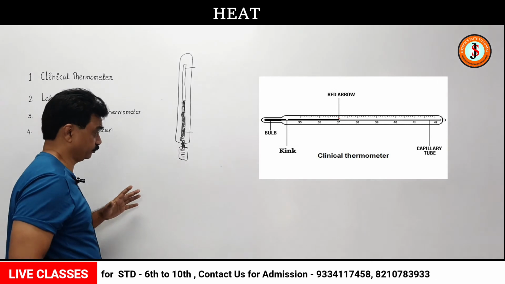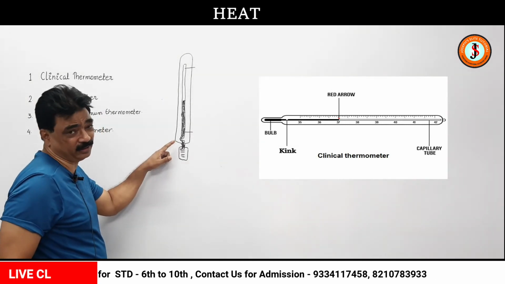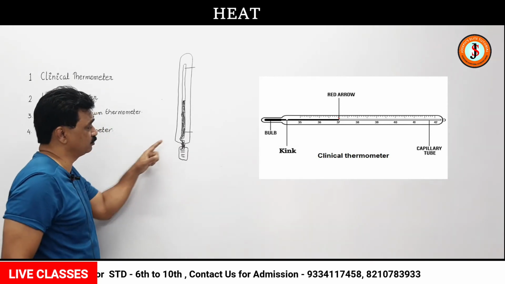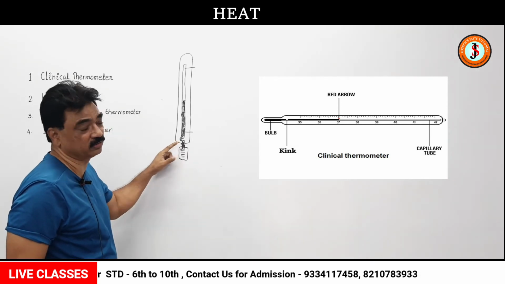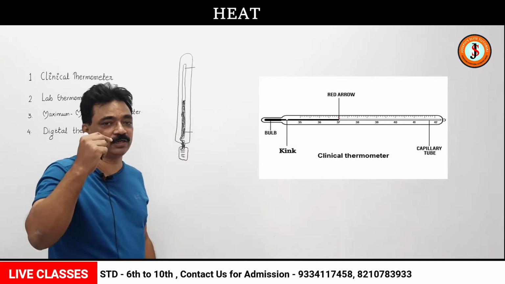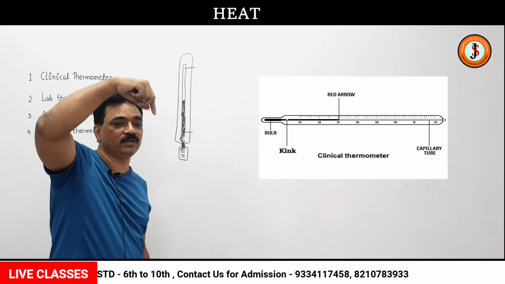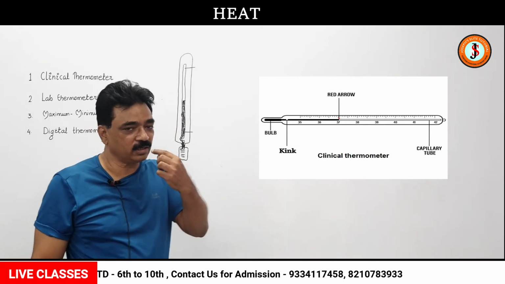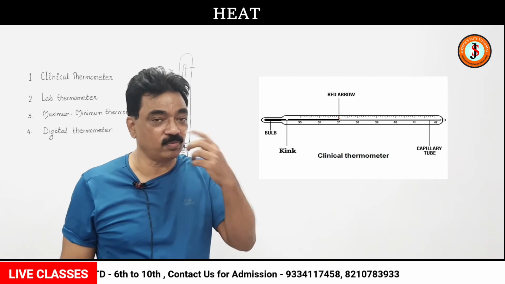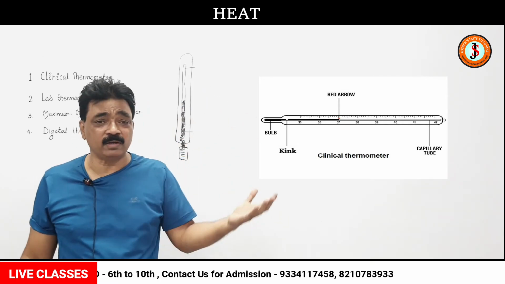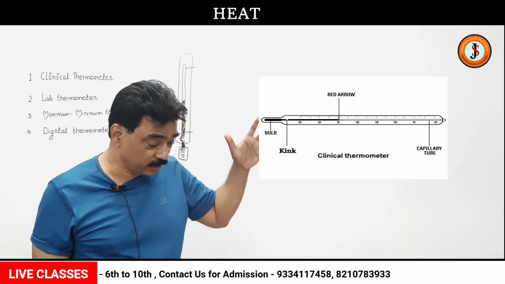Now there is a kink in all clinical thermometers, but the other thermometers will not have this kink or constriction. What happens when you are keeping this thermometer in your mouth, and when you take it out and keep it vertical, then mercury should not fall down, because as soon as you take it out and suppose you are having fever, your body temperature is more, but when you take out, the environment temperature may be less, then the mercury may fall down.